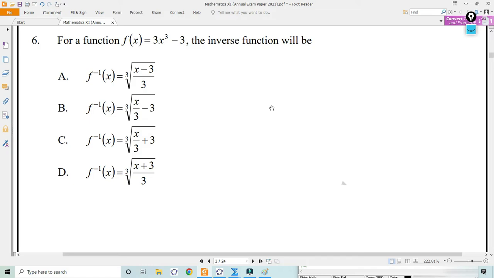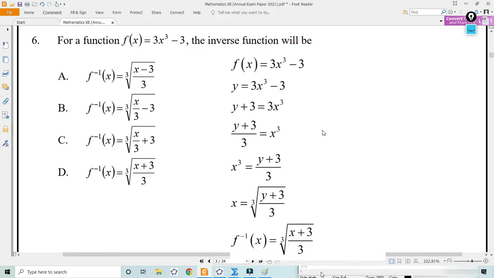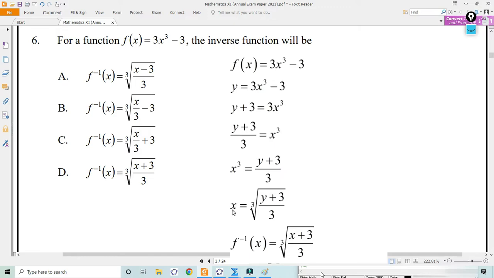In this MCQ, we have to find the inverse of the given function, and we know the method to find the inverse. First of all, we replace f of x by y, which explains as if y is a function of x, then we isolate the variable x, which explains as then x is the inverse of y. And finally, we replace it with the inverse function notation. So the answer is D.